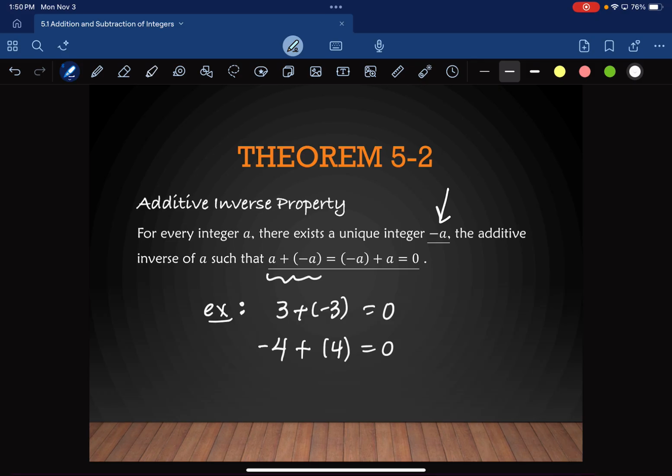How do you know they're additive inverses? Because when you add them together, you get 0, right? That's the property. The property is not I added a negative or I took off a negative. The property is when I added them together, I get 0. And we'll just stop right there. It's fine. We'll start with theorem 5.3 next time.